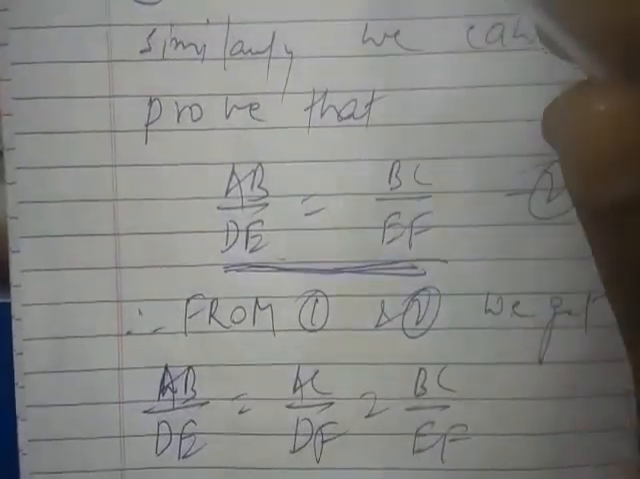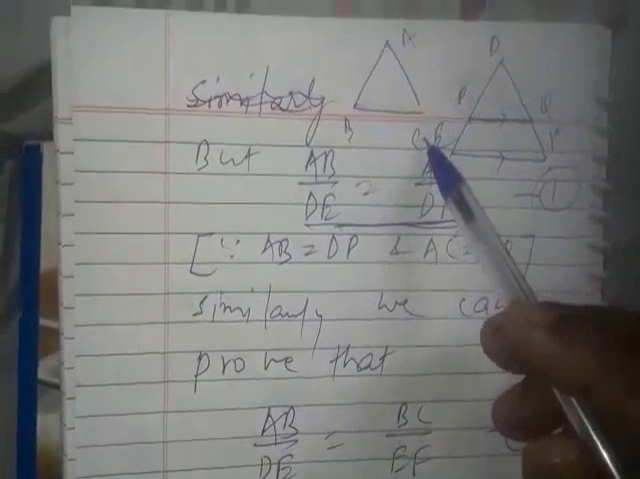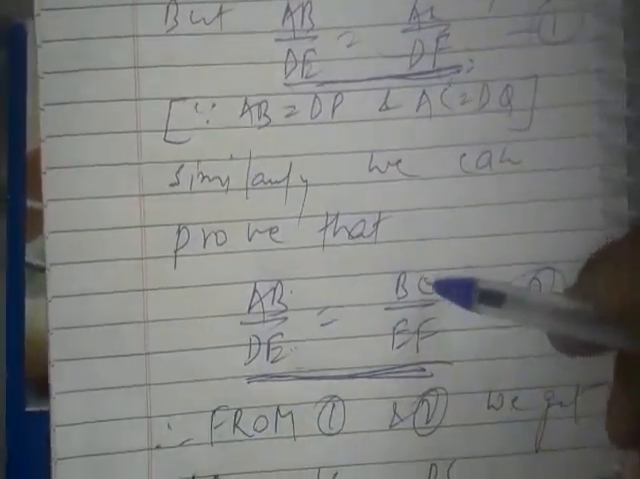The way we have proceeded over here to prove AB by DE is equal to AC by DF, in the same way we can proceed to find AB by DE is equal to BC by EF. Similarly, you can prove that AB by DE is equal to BC by EF.